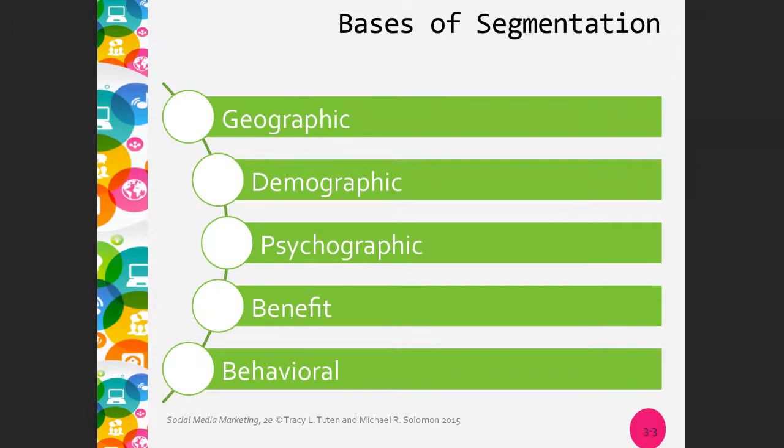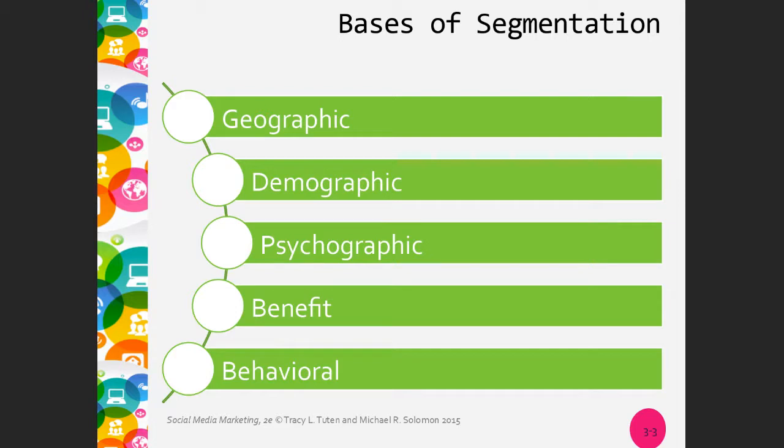We can use demographics. I could segment this particular class up by age. Do it by gender. We could use marital status, use ethnicity, where you are in the family life cycle. You're single, married, kids, grandkids. So we can divide up the market that way.